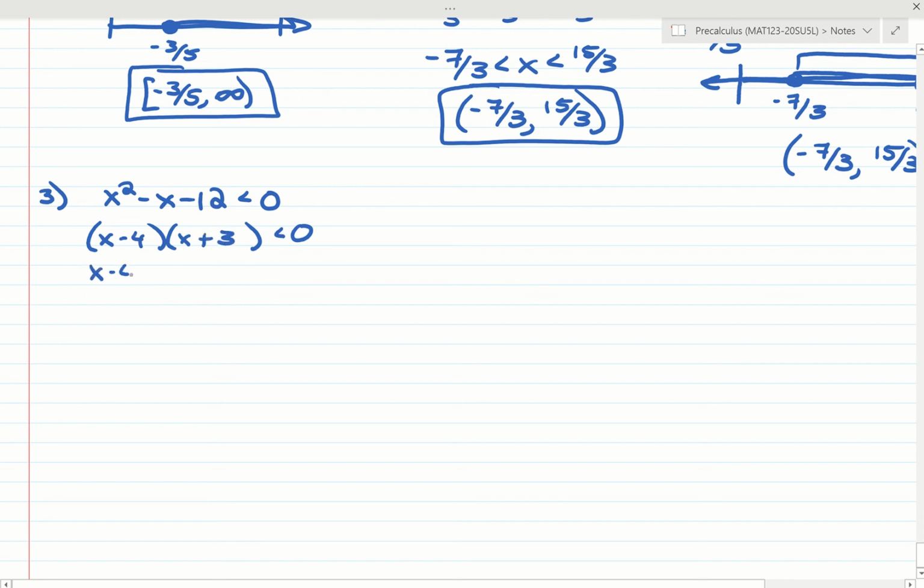And we get x minus 4 is equal to 0, so x is equal to 4, and we get x plus 3 is equal to 0, so x is negative 3. But because this is an inequality, there's an extra step we have to do. So the first step was we solve like an equation.